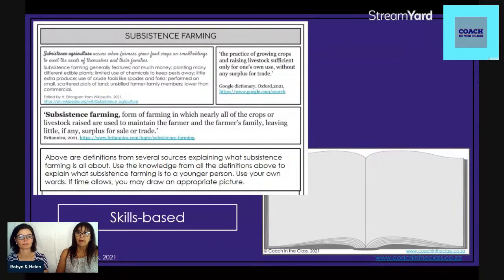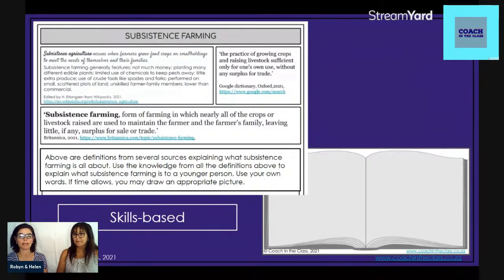Definitely. So this is a curation question where you would give them several definitions on subsistence farming, because they've done this in grade 4. And some of these are quite heavy, and there's a short one and a longer one. And then you would ask them the question. Use the knowledge from all the definitions above to explain what subsistence farming is to a younger person. Use your own words. If time allows, you may draw an appropriate picture.